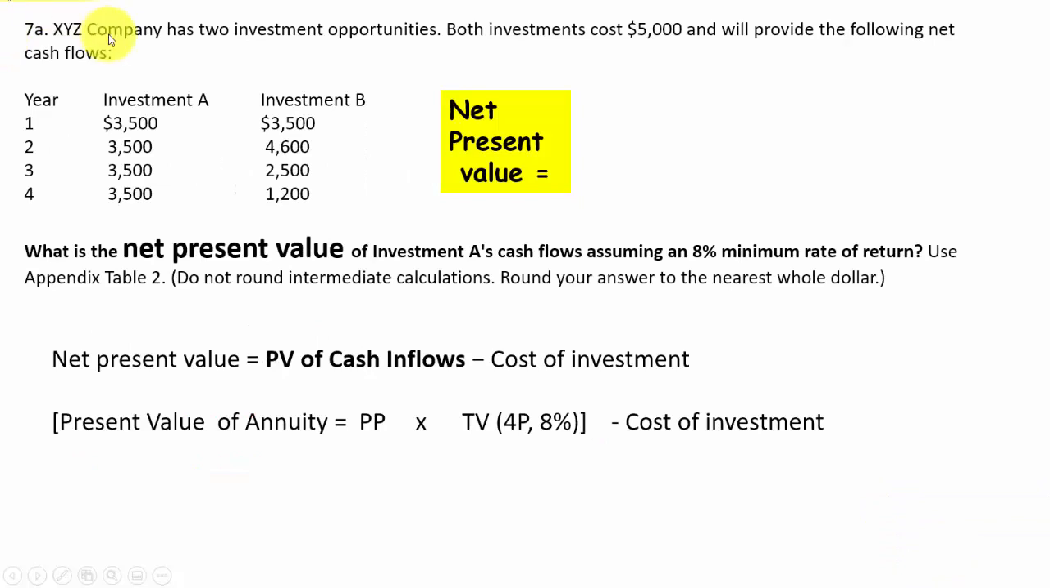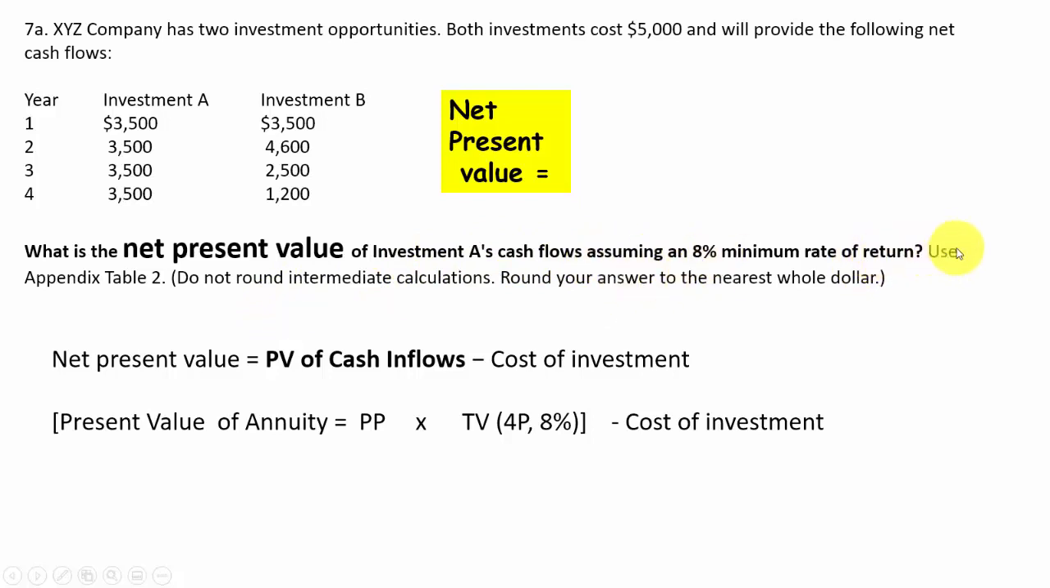XYZ Company has 2 investment opportunities. Both investments cost $5,000 and will provide the following net cash flows. So investment A will give you $3,500 each year for 4 years. Investment B gives you uneven returns of $3,500, $4,600, $2,500, and $1,200. And the question wants to know, what is the net present value of the investment A's cash flows, assuming an 8% minimum rate of return?